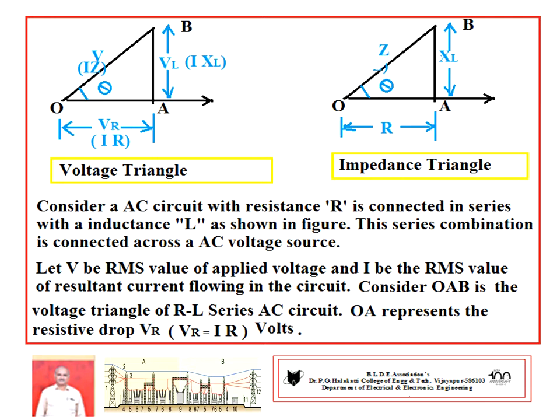Consider an AC series circuit with a pure resistance R ohms connected in series with an inductance of L henry, as shown in the figure. This series combination is connected across an AC voltage source. Let V be the RMS value of the applied voltage in volts, which causes the flow of the resultant current, capital I being the RMS value. VR is the voltage drop across the resistance. VR equals I into R volts. Both are in phase.